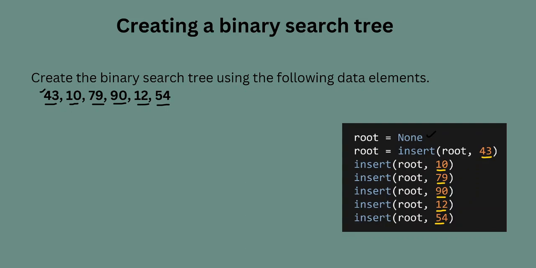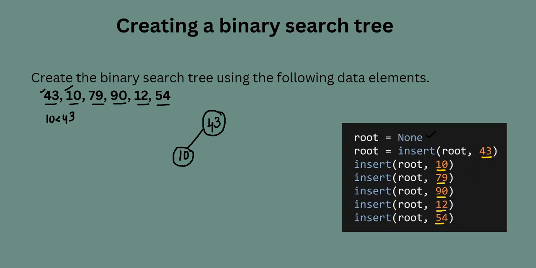The very first element that you have inserted is 43, which means 43 will become the root node. And the next element is 10. Since 10 is less than 43, it must be inserted towards the left. So the element 10 gets inserted in this position.